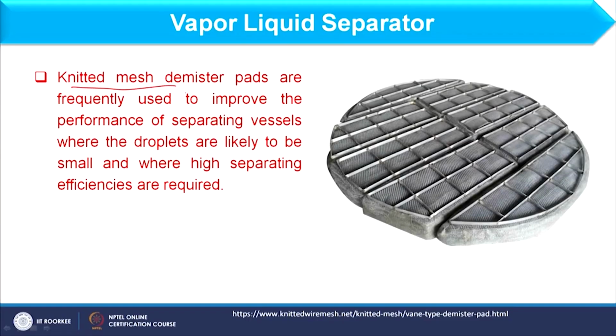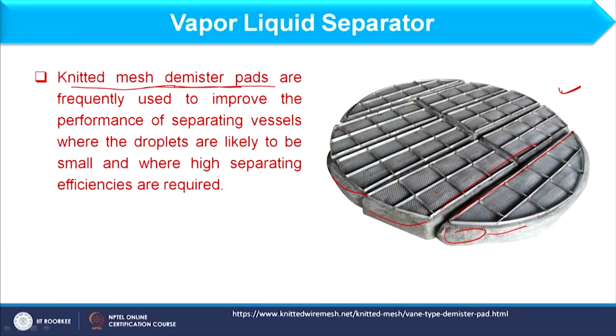So, how do we do that? We do that by providing some meshing at the top of the vapor liquid separator, and that we call a knitted mesh demister pad, as you can see here. So, here I have this structure where this assembly is there, where some small pores are available. If you see this material, liquid droplets can be captured by this.